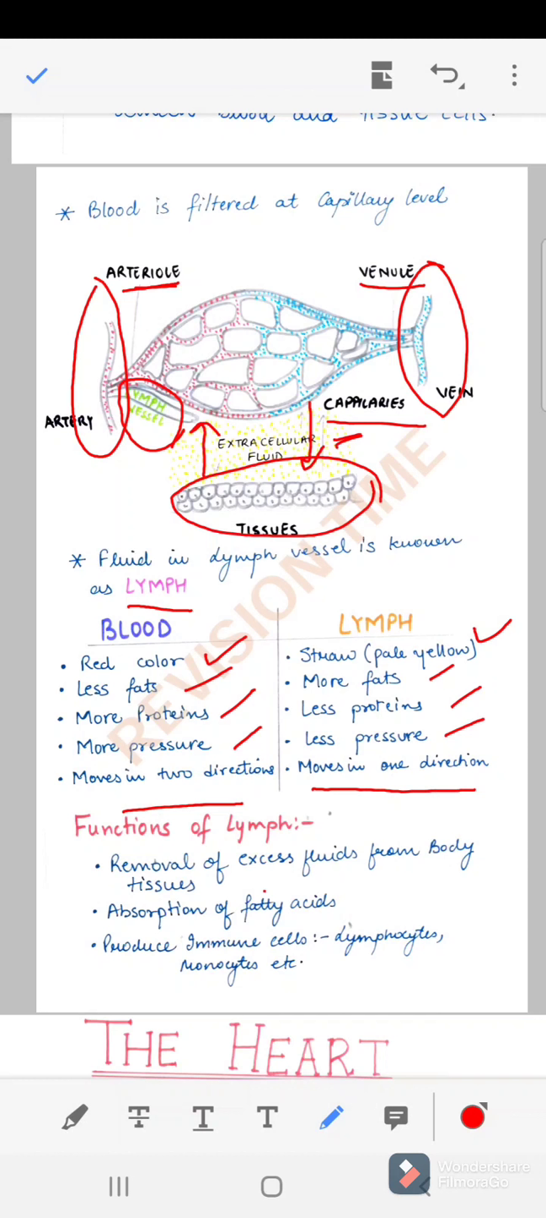So functions of lymph are removal of excess fluids from body tissues, absorption of fatty acids, and it produces the immune cells, that is the lymphocytes and monocytes. These are the agranular type of WBCs.